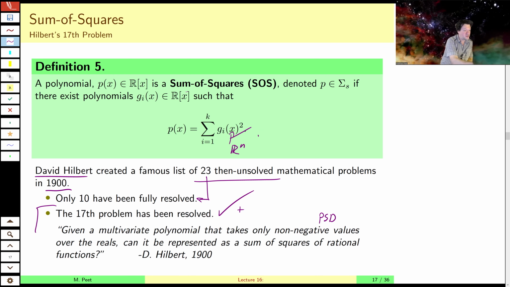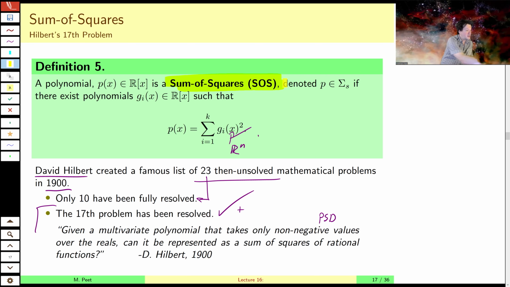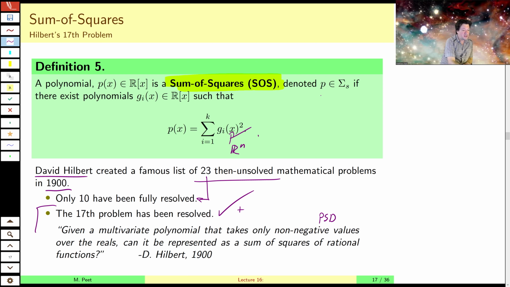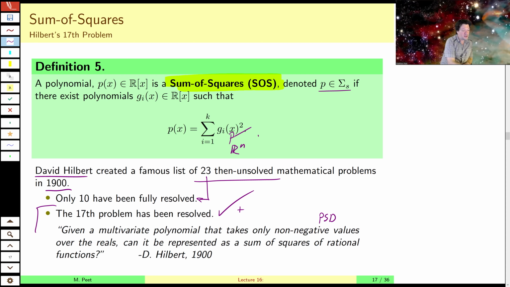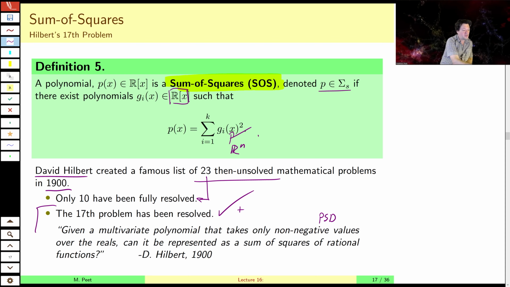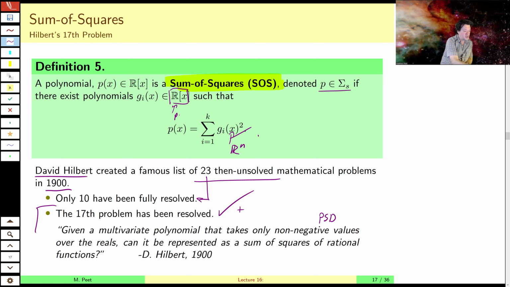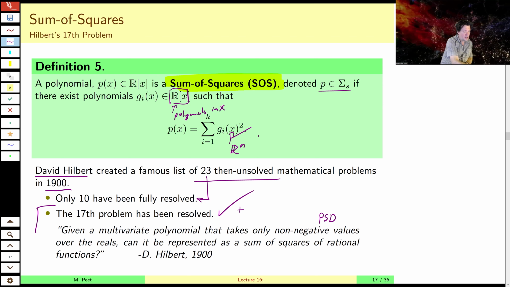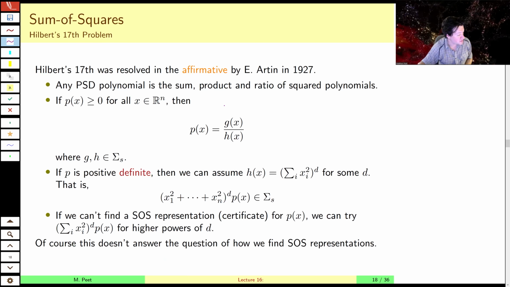So a sum of squares polynomial, we already defined this, is denoted P in sum of squares if it can be represented as a finite sum of squares of polynomial functions. And the g_i, of course, don't have to be polynomial, or don't have to be positive. And this is the notation we use for polynomials, which take real values in variable x. So as I said, this actual problem has been resolved.